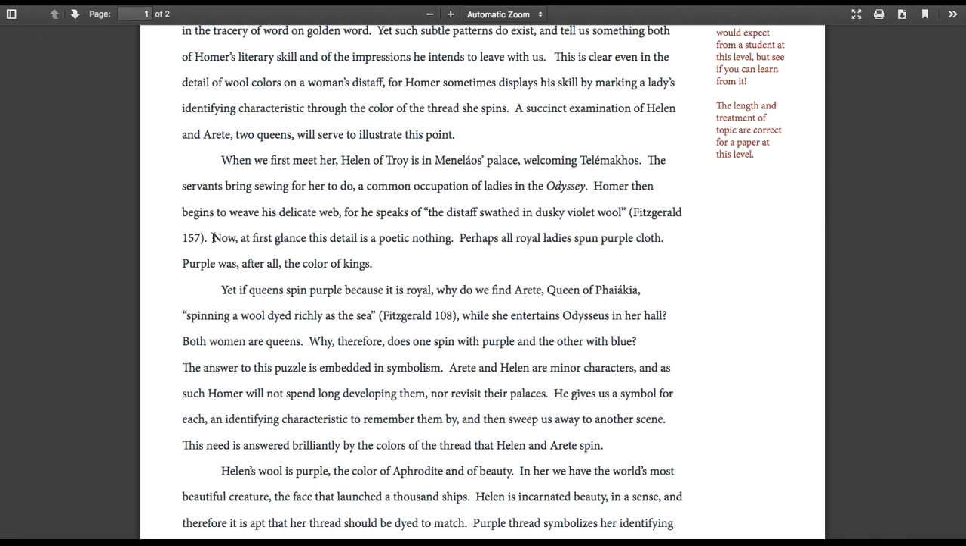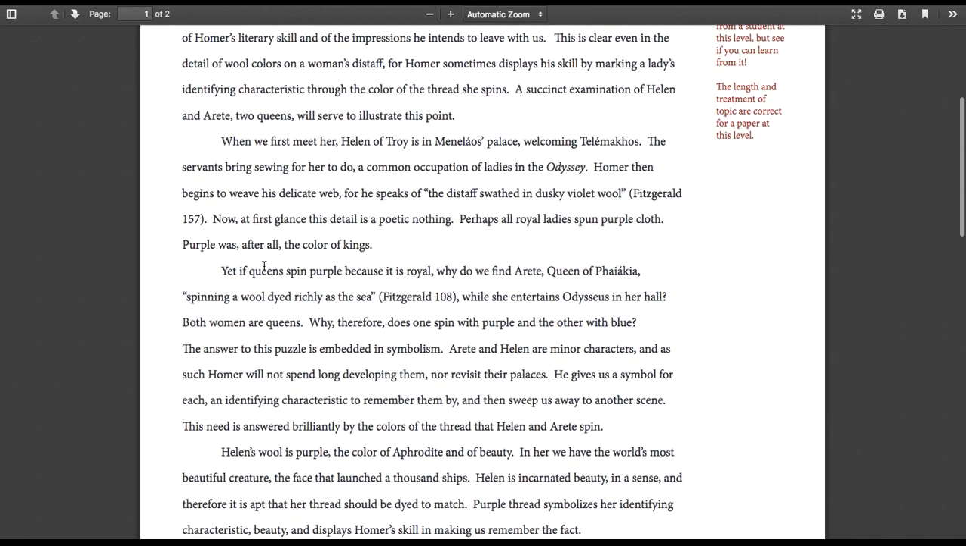And then the author paraphrases and analyzes the quote. So it's connected back to the thesis. It has a clear main idea. And then there's even a transition, this word "yet." "Yet if queens spin purple because it is royal." This is a clear transition from this paragraph to the next paragraph.